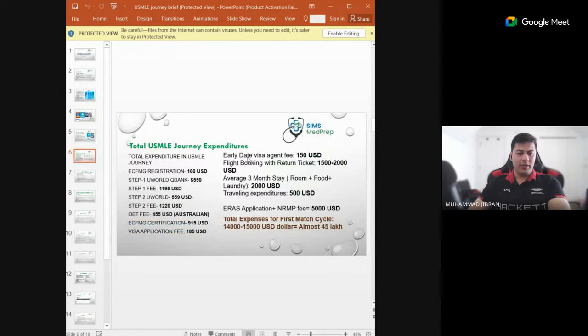So this is the total USMLE journey expenditure. It's how much I spent, and it's going to vary from person to person, because everybody has different expenses. So that's a generalized idea of how much you're going to spend on the USMLE. For the registration, we already talked, we need around $165. Step 1 UWorld Q Bank is for a year, $559. Step 1 fee is $1,195. Step 2 UWorld is $559, and the exam fee is $1,220. Then comes the OET, that's $450, but whether that's Australian or American dollars, I'm not sure.